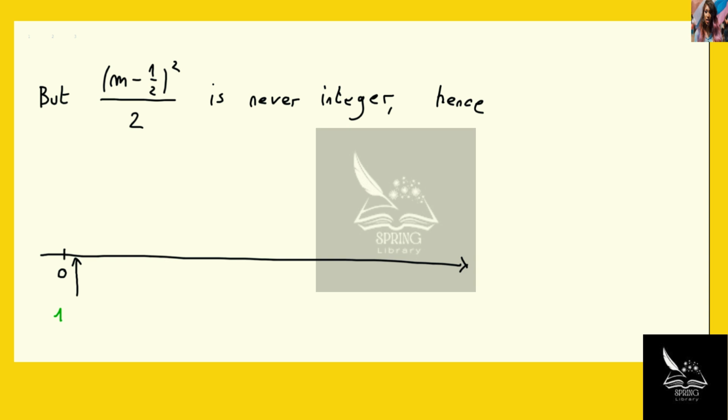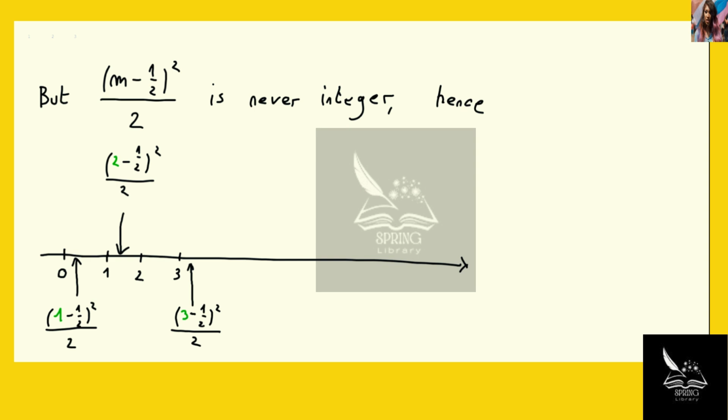Let's start with 0 here, and then we have 1 minus 1/2 squared divided by 2, which is exactly 1/8, so that's 0.1 something. So that falls there, in between 0 and 1. Then we have the next one, which is 2 minus 1/2 squared divided by 2, which is 1.1 something. And then we have the integer numbers 2 and 3. And then we have the next bound, 3 minus 1/2 squared divided by 2, which is 3.1 something. Then there are 4, 5, and then there we have 4 minus 1/2 squared divided by 2.